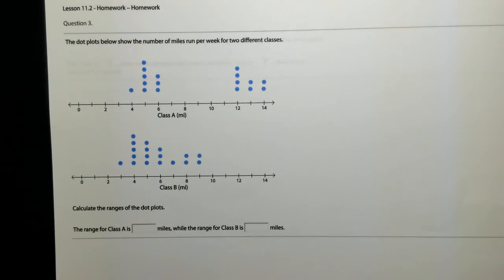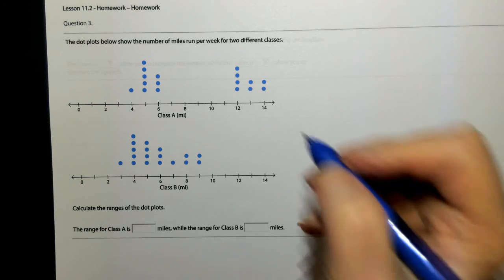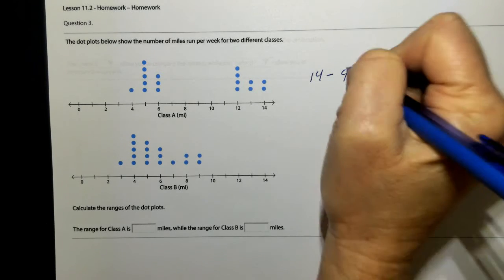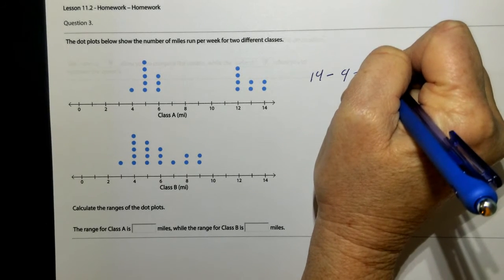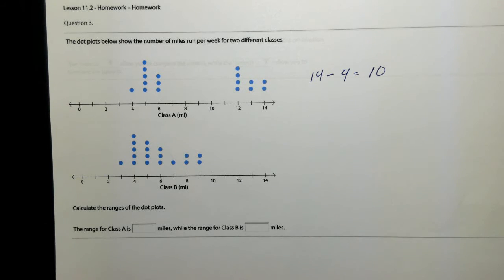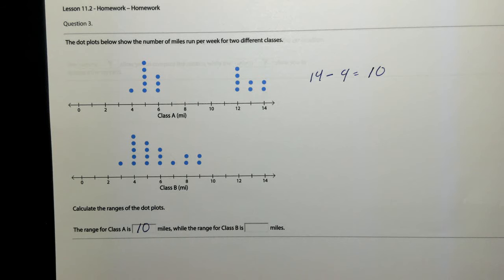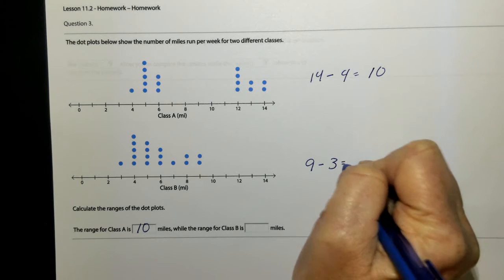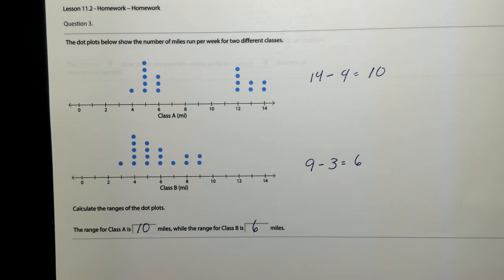Still looking at the same class. Let's see what other information we can draw from it. Let's look at the ranges. So range is the spread. It's the maximum subtract the minimum. So here we have 14 minus 4. So that range would be 10. And for Class B, the maximum is 9 and the minimum is 3, and the range is 6. That makes a lot of sense when you look at the two plots. Class B is much more tightly clustered.